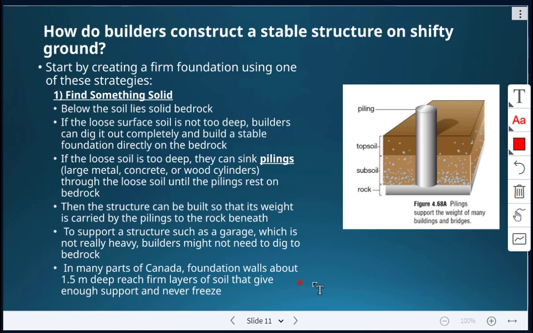Let's see here. In many parts of Canada, foundation walls are about 1.5 meters deep. They reach firm layers of soil that will give enough support.